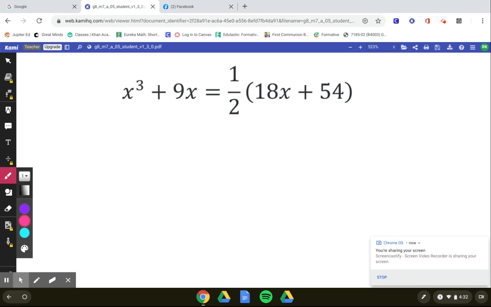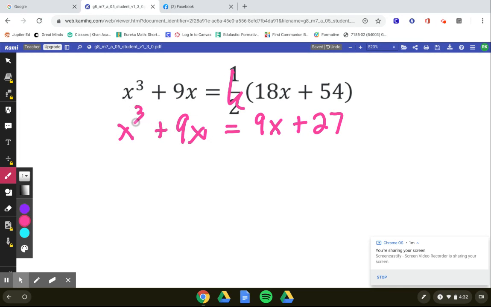We're going to start by using our distributive property here on the right side. So we're going to distribute this 1/2 into 18x and 54. To do that, we just multiply by 1/2 or divide by 2. And 1/2 times 18x gives us 9x. 1/2 times 54 gives us 27. So we've now gotten rid of this, and we still have this on the other side of the equation.